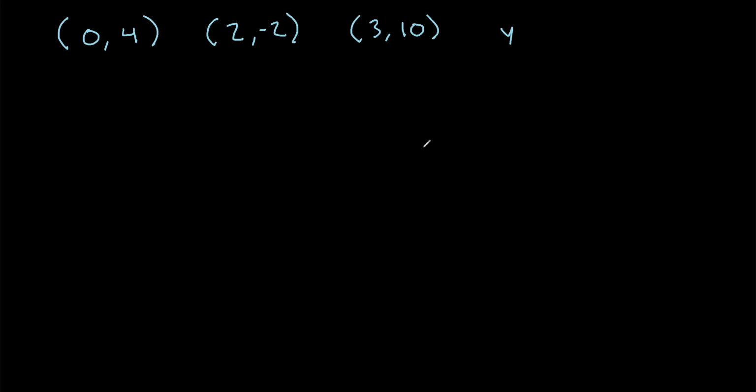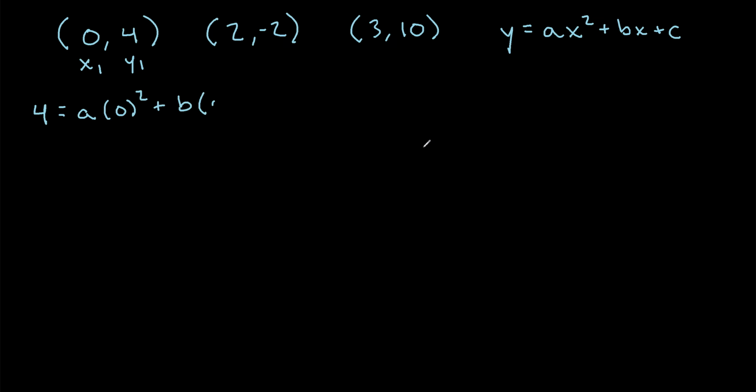Well, it helps if we write it in standard form, which is y = ax² + bx + c. Now what we can do is plug each of these xy coordinates into this equation, and we're going to end up with a system of 3 equations. So let's do that. We'll label this first point as x1, y1. If we plug it into this equation, we'll get 4 = a times 0 squared, plus b times 0, plus c. So that's our first equation.